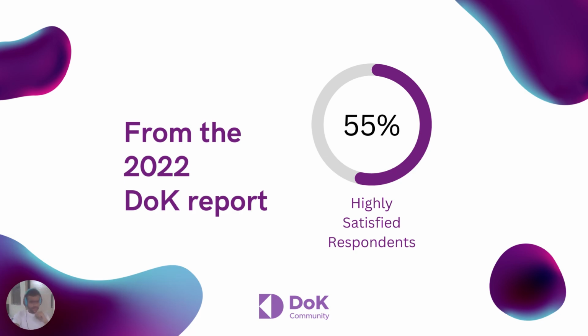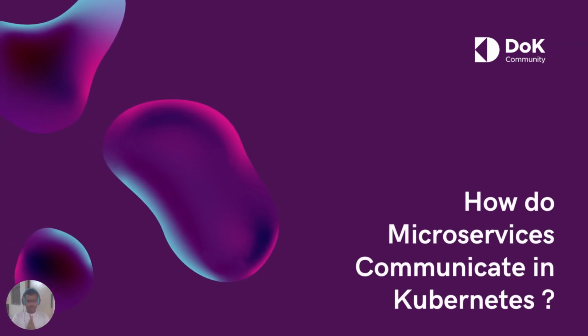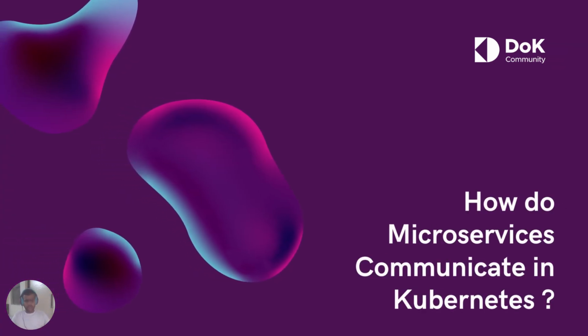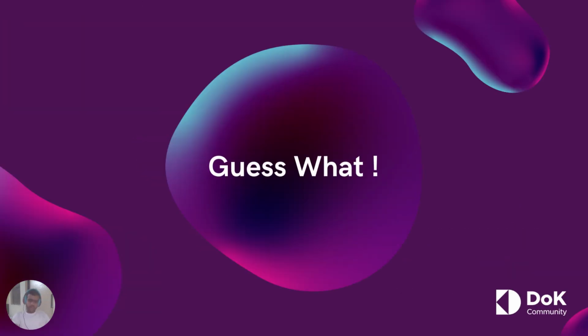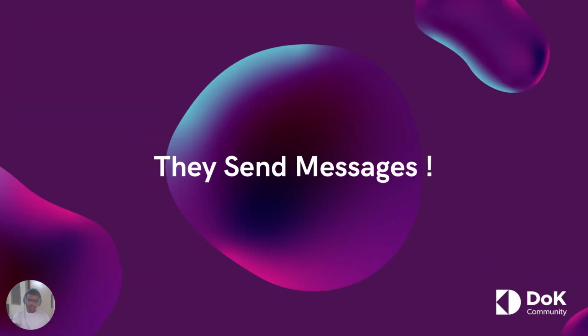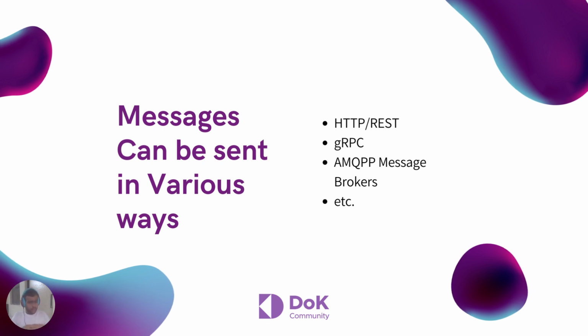So let's start with a simple question. How do microservices communicate in Kubernetes? You might have guessed, they send messages. Messages via API endpoints. Requests and responses via API endpoints as messages. That's it. There are various ways you can do this.